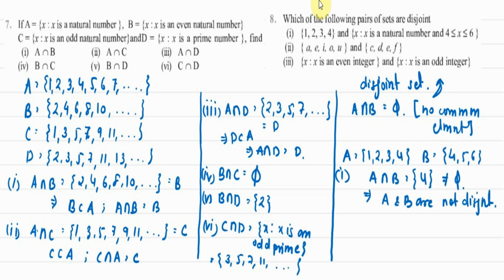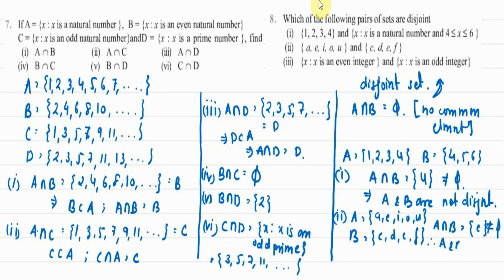Now we have the second part. It says set A is equal to the set of vowels, that is A, E, I, O, U. Set B is C, D, E, F. So now we have A intersection B as only E is common in both the sets. So we can have A intersection B as the set E. E is the element of the intersection set. So this is not equal to the empty set. Therefore, again A and B are not disjoint.